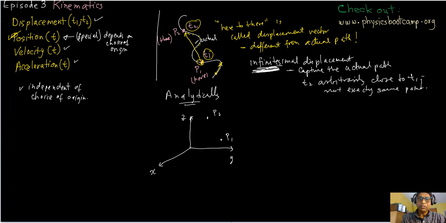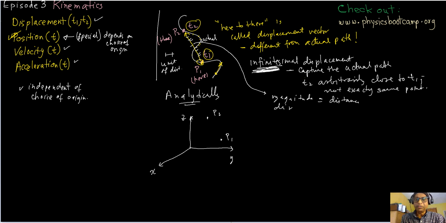So this will be like some P1 and some P2. If you look at this vector over here, the magnitude of this vector is the actual distance along that. So we do need some kind of unit of distance to tell how far apart P1 and P2 are in space. So the magnitude is the actual distance.